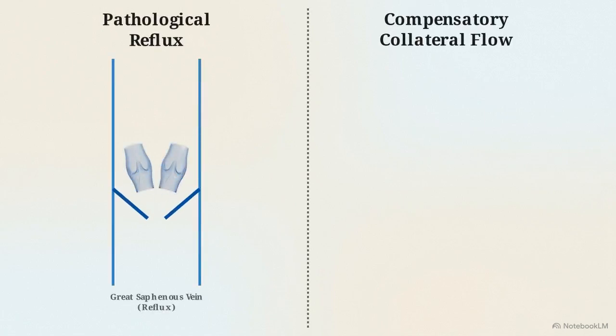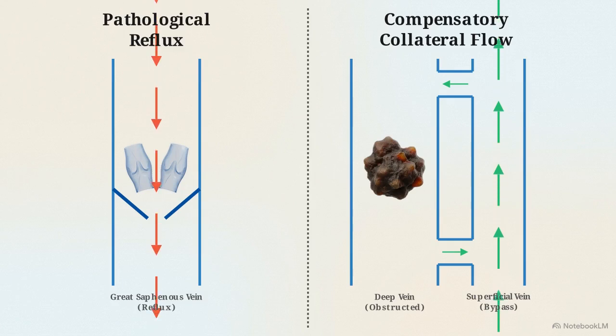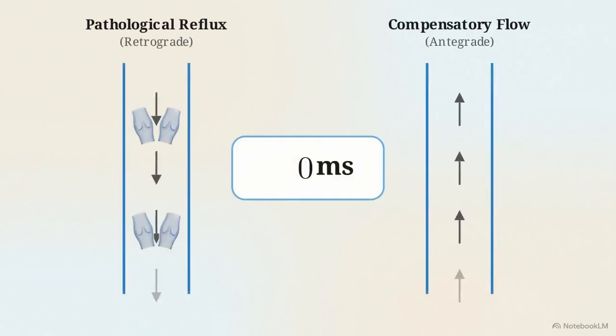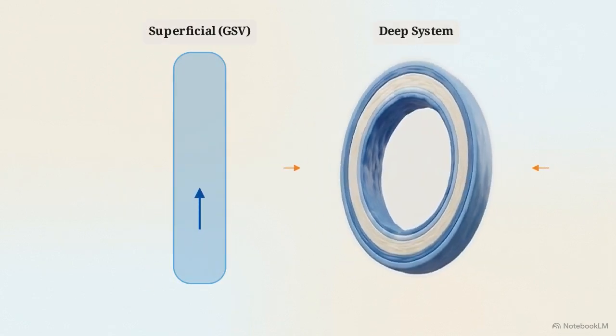Pathological reflux happens when valves fail, dropping blood backward down the leg. Compensatory collateral flow looks completely different. Blood is surging forward continuously through that secondary channel to bypass the deep blockage. Because both reflux and compensatory flow can exceed the standard 500 millisecond threshold, diagnosis requires more than a single timer. You must map the flow's direction while simultaneously assessing the patency of the deep system.